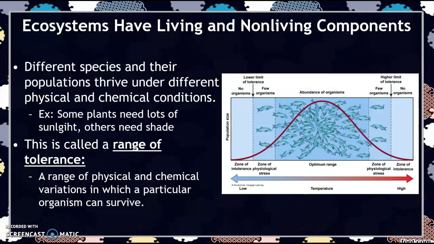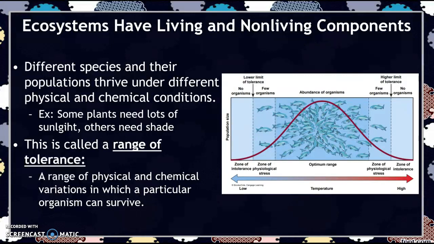Different species and their populations will thrive under different physical and chemical conditions. So for example, some plants need a lot of sunlight and others need shade to grow in their optimum place. This is called a range of tolerance. So the range of tolerance is just a range of physical and chemical variations in which a particular organism can survive.